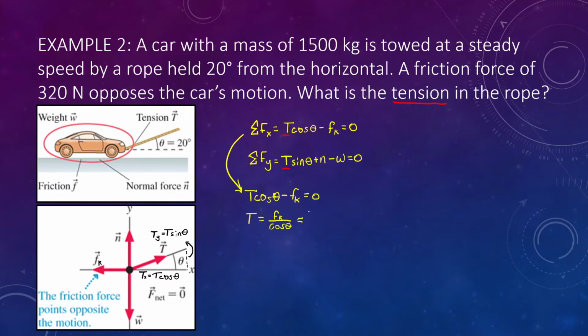We are told that the friction force is 320 newtons. And we have cosine of the angle, which was given to us as 20 degrees. 320 divided by cosine of 20 should give you something just a little bit bigger. This will end up being, I believe with some rounding perhaps, an answer of 340 newtons as your tension.